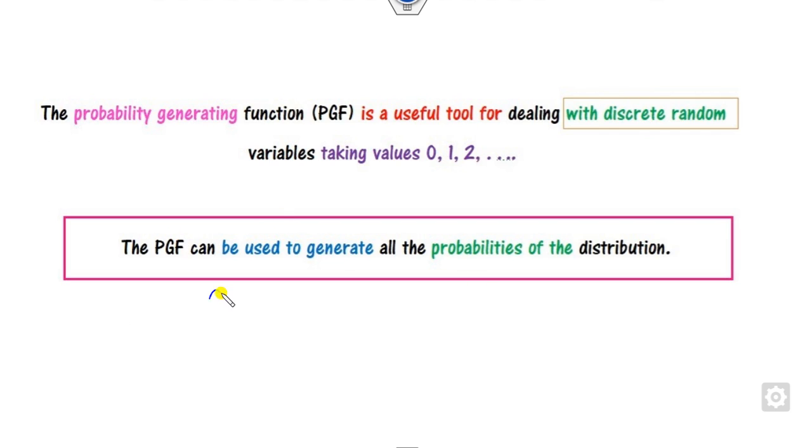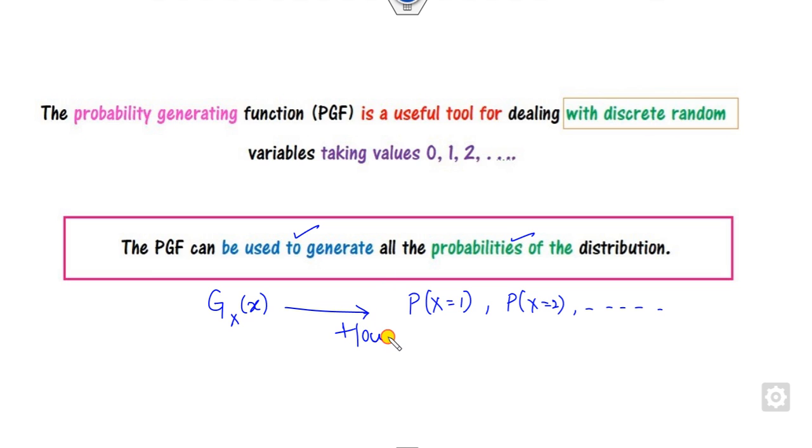Based on this generating function, G of s, we can define the probability at X equal to 1, probability at X equal to 2, and probability at others also. So it can be used to generate the probabilities of the distributions. How? We will see in this presentation.